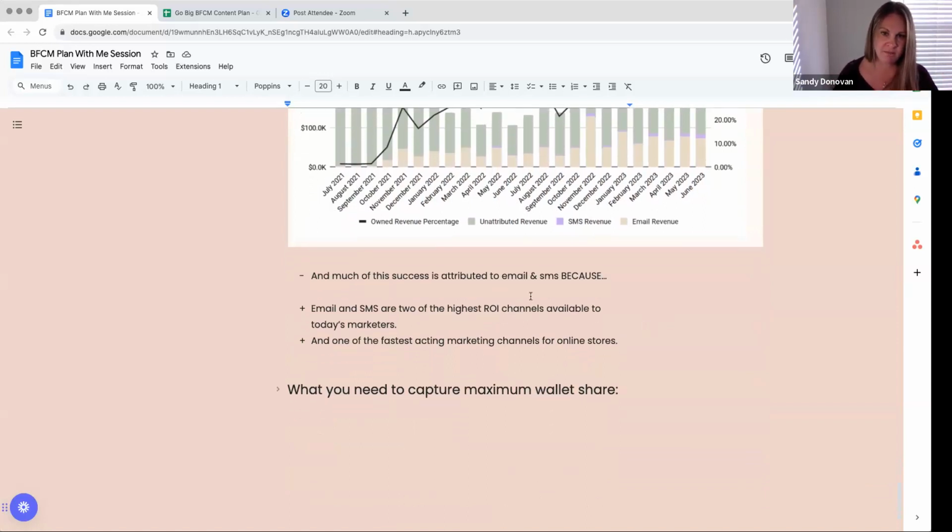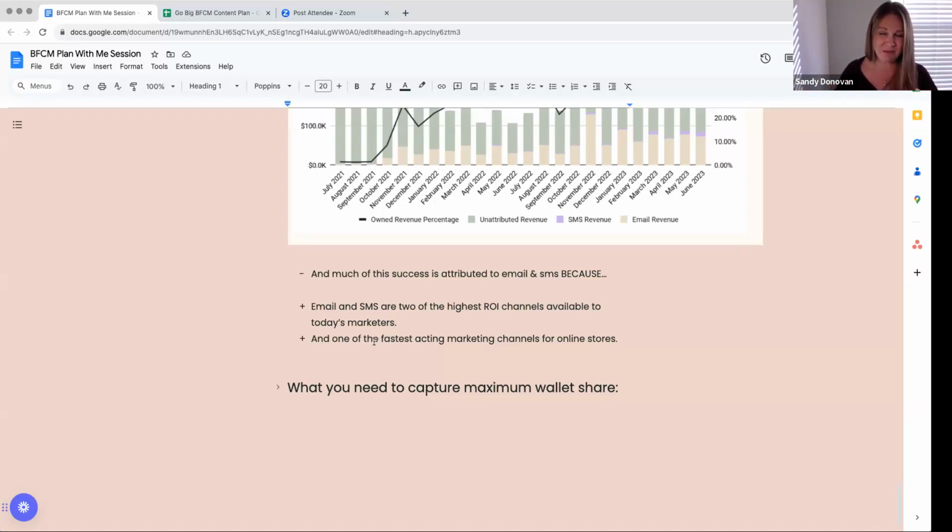All right. And you'll see, like I showed you, a lot of this revenue is attributed to email and SMS, because email and SMS are very unique in that they're two of the highest ROI channels available to today's marketers. So if you're not yet taking advantage of that, just know that investing in email and investing in SMS is going to get you a higher rate of return than other marketing channels.